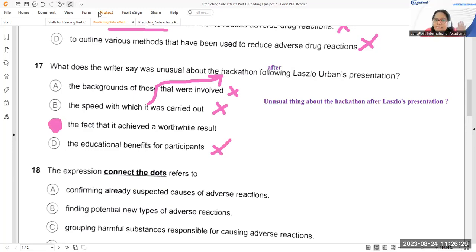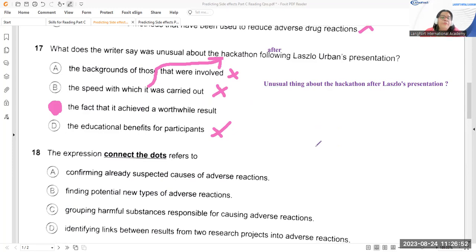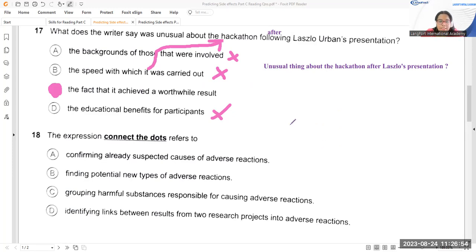They told us it usually ends up as a learning exercise, but this time it led to the development of a novel application that got published in a journal. So that's why this hackathon this time was able to achieve some result. Okay, all of you with me so far? Is the 17th question clear? Answer clear? Okay, all right. Now let's move on to the next one.